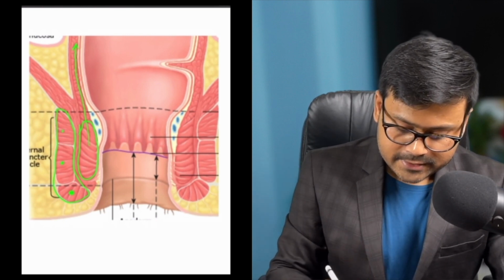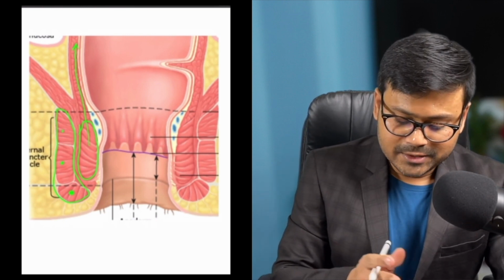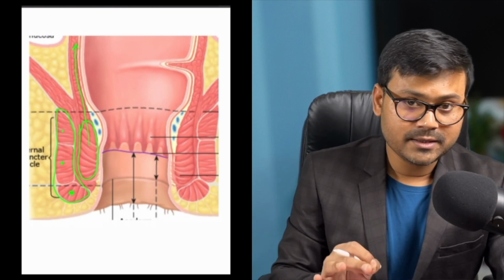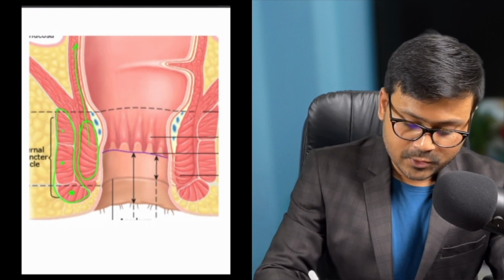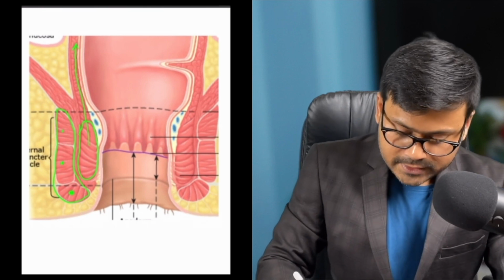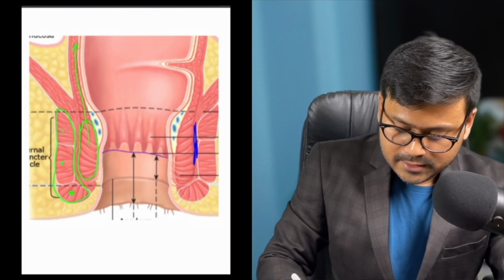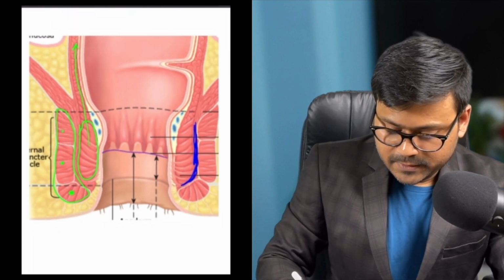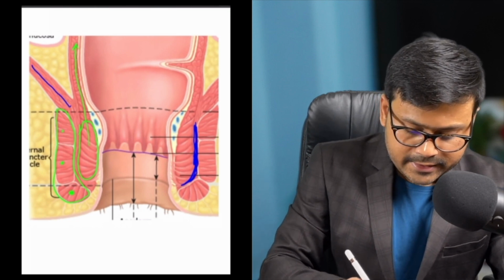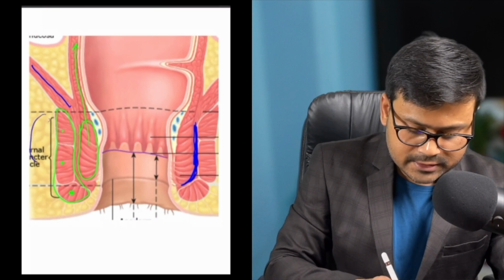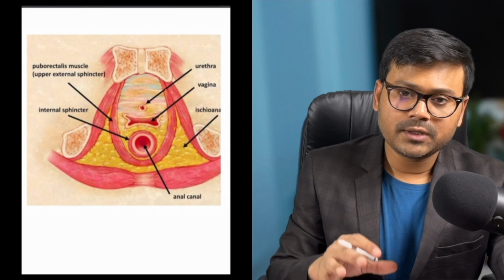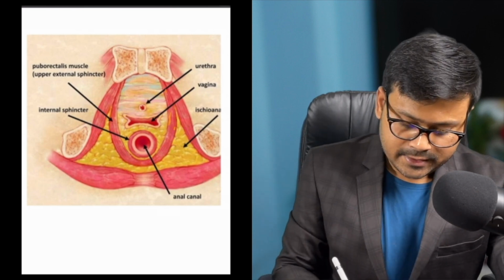The interesting part is the space in between these two sphincters, known as intersphincteric space. Very important space, because the most common type of fistula happens in this space. This is the intersphincteric space, and that's levator ani, and lateral to this is the ischiorectal fossa. This is the axial image of the perianal region.